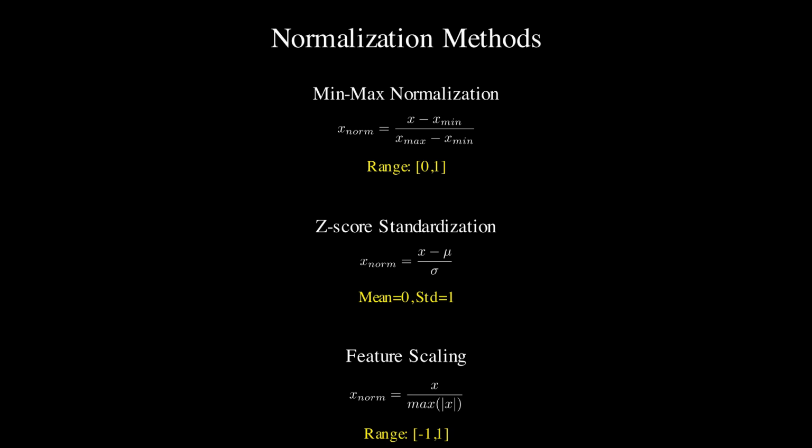Let's explore 3 key normalization methods. Min-max scaling transforms features to a 0 to 1 range, while z-score standardization centers data around 0 with unit variance. Feature scaling maintains relative relationships by dividing by the maximum absolute value.